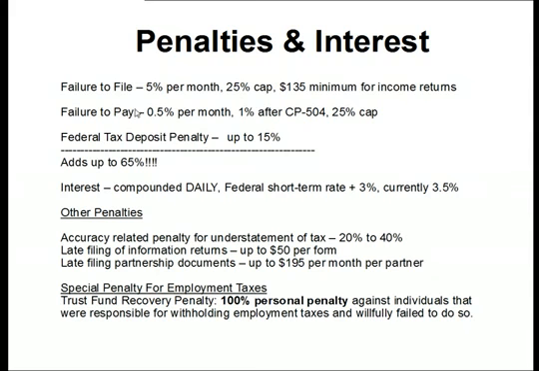There's also a failure to pay penalty that's 0.5% per month that goes up to 1% per month after they send you a notice of intent to levy, which we'll talk about here in a minute. That's what the CP 504 is. And this also has a 25% cap. So you can see that the failure to file penalty maxes out after 5 months. The failure to pay penalty can max out in as little as 2 years if you're at this 1% rate.